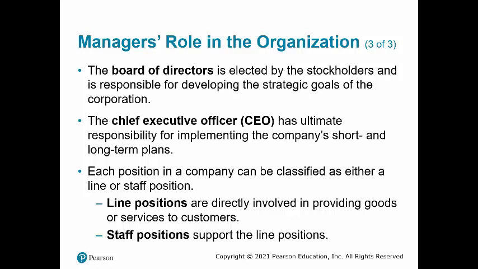So within any company, we can divide up each of the positions. They're either going to be considered to be a line position, and those are going to be the people that are going to be directly involved in the day-to-day operations of providing goods and services to the customers. And then there are going to be staff positions that support the line positions. So your line positions are going to be the people that are actually involved in the manufacturing and also in selling the goods to the customers and providing any kind of customer support or repairs for any of the goods and services that are sold to the customers.